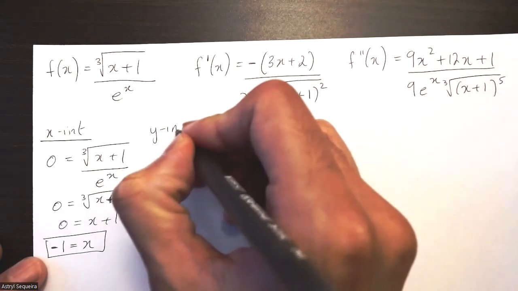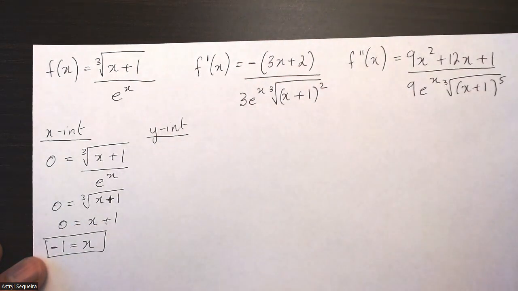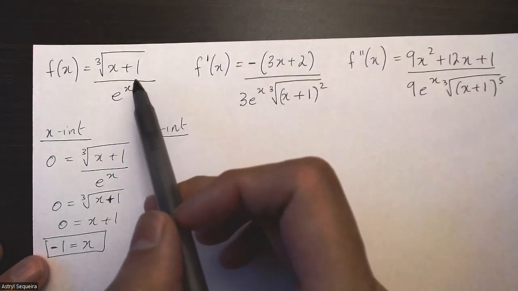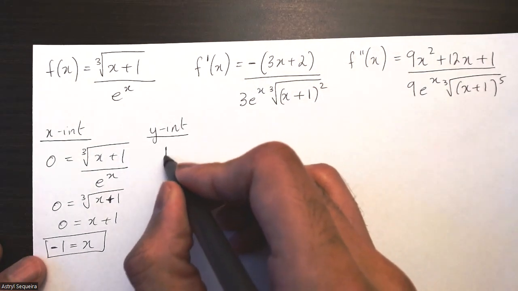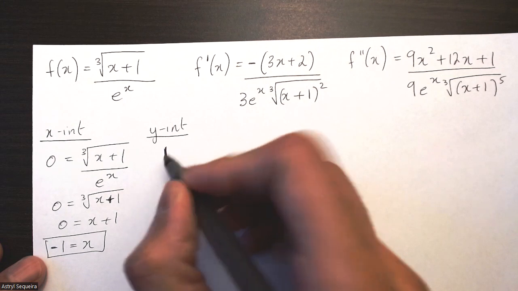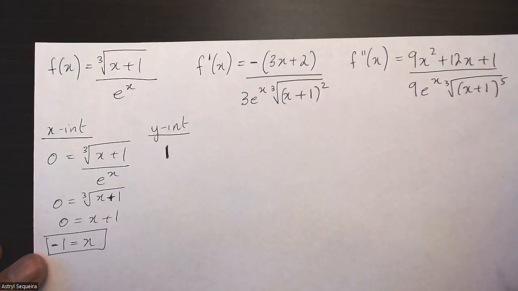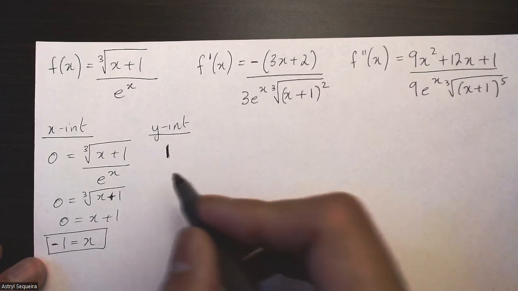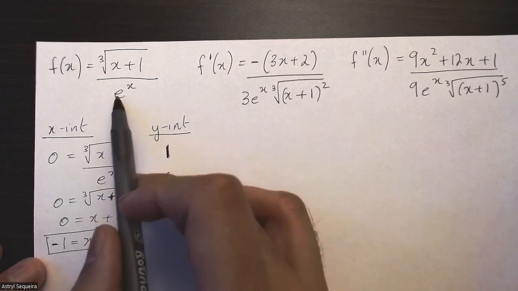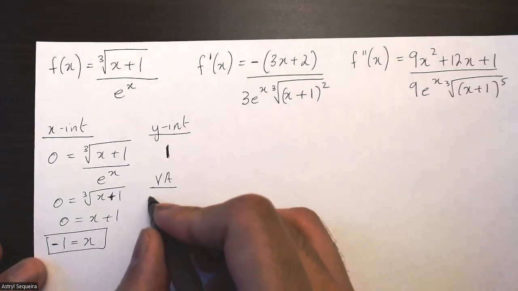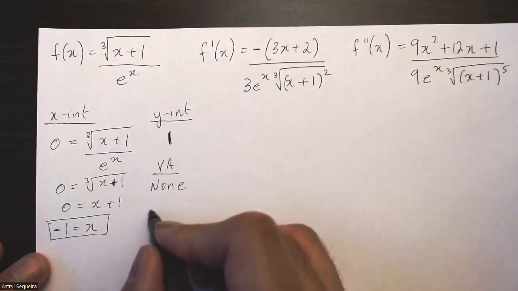For the y-intercept, I'm just going to replace the x's with a 0. You can either do this in your calculator or you can do it mentally again. Pretty simple. You'll just get a y-intercept of positive 1 if you sub in x as 0. So next, let's talk about our asymptotes. In this question, e to the x can never equal 0, which means there are no vertical asymptotes.